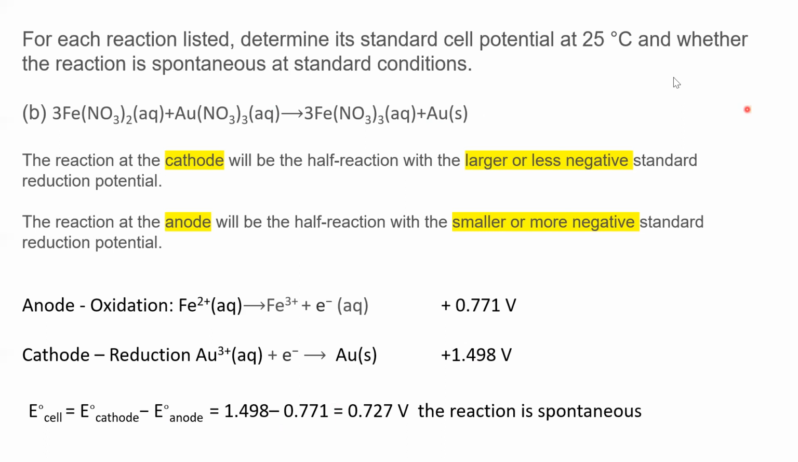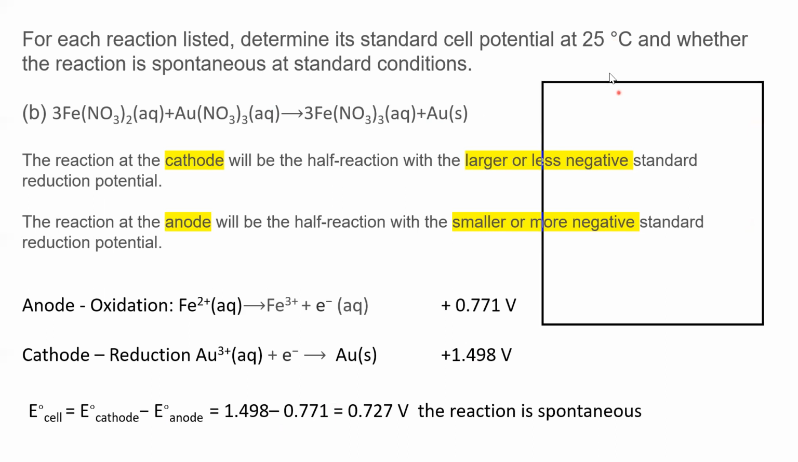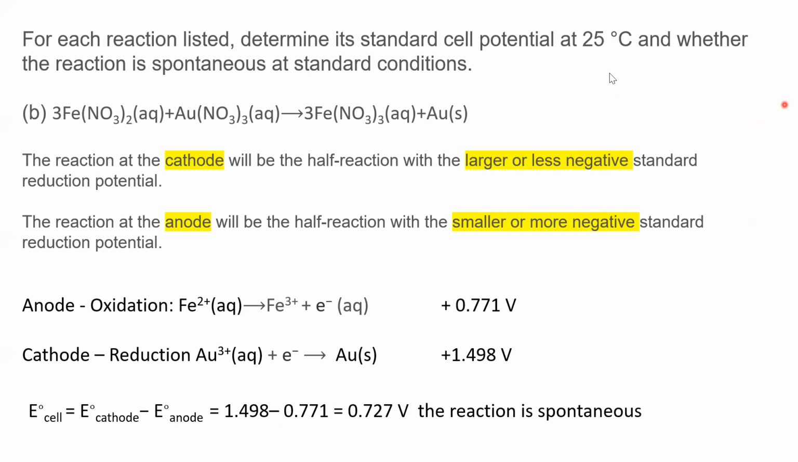So what you would need to do to decide whether a reaction you're given is a spontaneous reaction or not is you need to decide what's being oxidized, look up the value on the table, what's being reduced, look up the value on the table, take the reduction minus the oxidation. If the value is positive, it is spontaneous. If the value is negative, it's non-spontaneous.